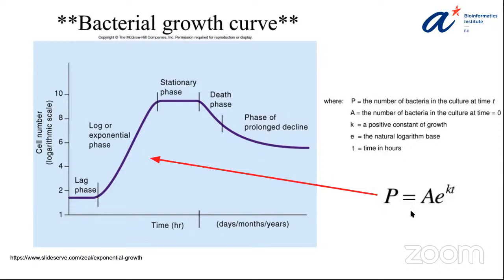So what is the purpose of this model? Why have we modeled it? What is the benefit of this model, right? So one thing is, yes, it explains the bacterial growth rate, but the other thing it does is it can help predict things for us, right? So for example, if you know A, e, k, and t, you can change the value of t, right? So you can put in t as 1 hour, 2 hours, 3 hours, 4 hours, 5 hours. And each time you change the value of t, you will get a value for P, which is the population size of bacteria.